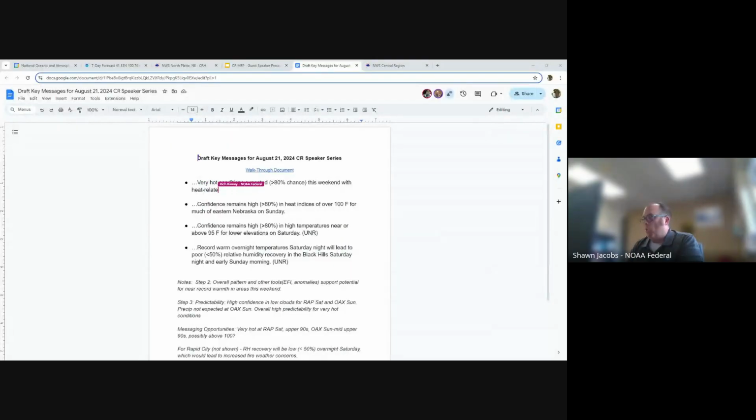And then we also, and I'm sharing right now, then going with that would be confidence remains high, greater than 88%, and heat indices of over 100 degrees Fahrenheit for much of eastern Nebraska on Sunday. One other key message that we wrote was record warm overnight temperatures Saturday night will lead to poor relative humidity recovery in the Black Hills Saturday night to early Sunday.